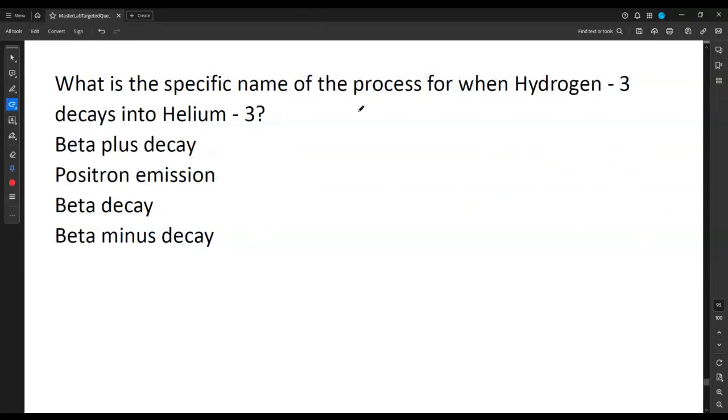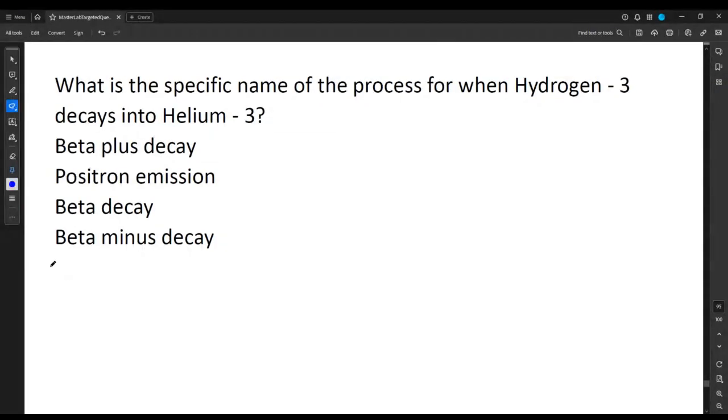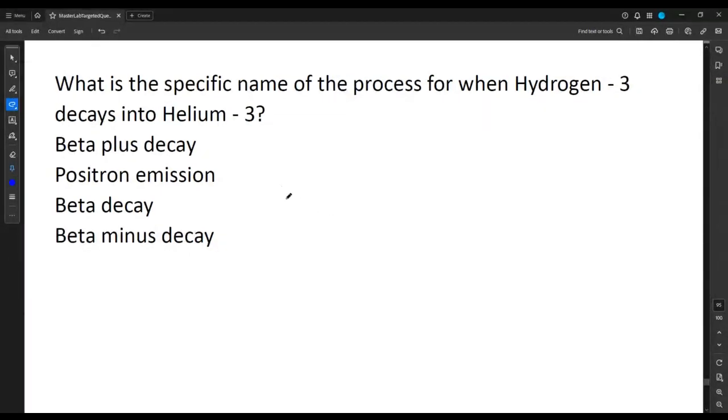Okay. And then now for our last little group of information, we want to see what happens when hydrogen-3 turns into helium-3. So there's a certain decay process, which is one of these. Be careful, because one of these is a more general term, so we want the specific name, so it's not just going to be beta decay. So that might be a clue, at least to narrow it down.